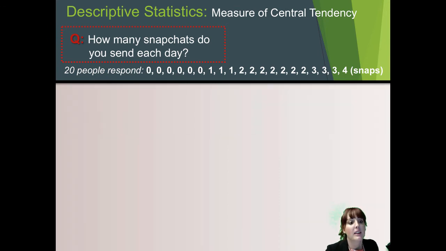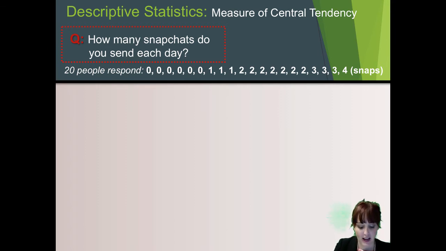So, going back, if I want to look at the measure of central tendency of how many Snapchats people send per day, and I collect data from 20 individuals, so half of the class roughly. A good chunk of you say 0. Maybe you don't have Snapchat. 3 of you said 1, and a good number of you said 2. 3 of you said 3, and only 1 of you said 4. I would be way off in the tens, probably.